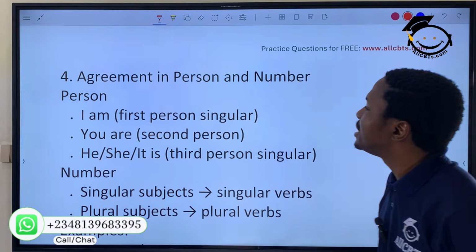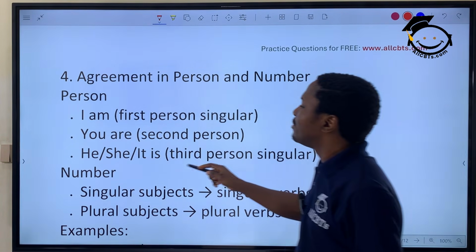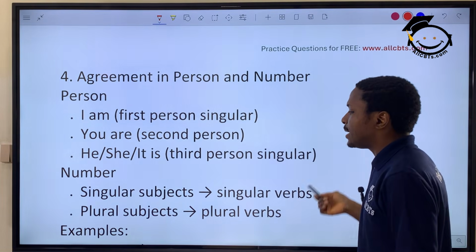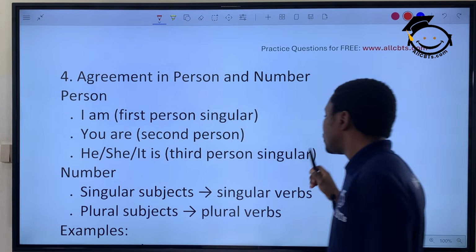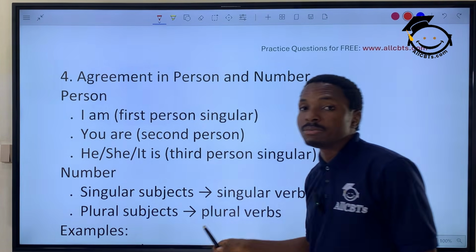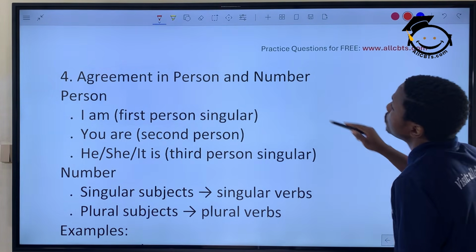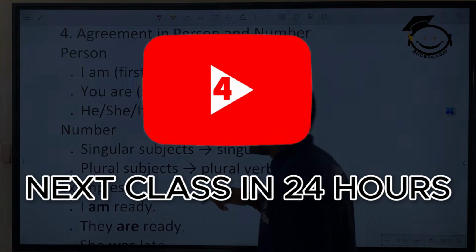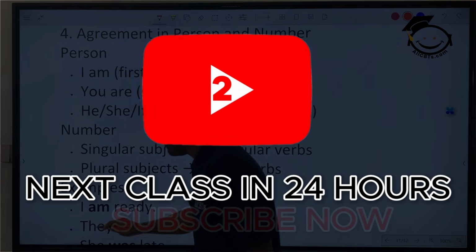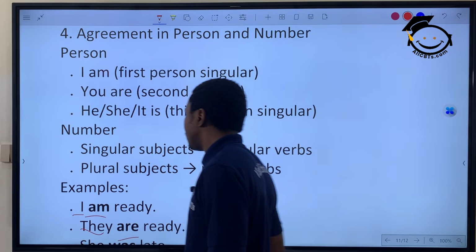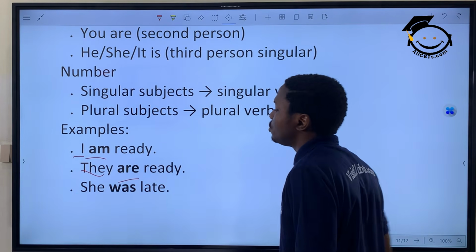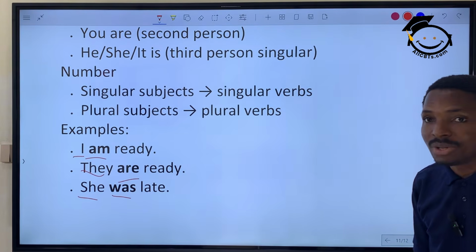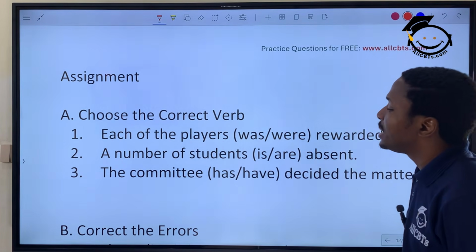Okay, and then the last one, agreement in person and number. Person. So I am first person, you are second person, he or she third person. I explained this earlier. So for singular subjects, use singular verbs. Plural subjects, use plural verbs. I'm just doing a recap as we get ready to end this class. Example, I am ready. They are ready. Plural, plural. Then you have she was. She, third person, she was. Singular. She was late.